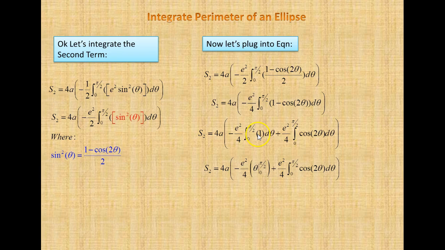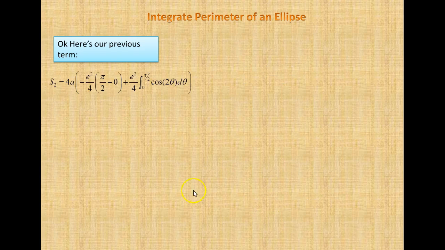And the integral of 1 is just theta from 0 to pi over 2, pi over 2 minus 0. Let's continue. Here's our previous equation. So we multiply pi over 2 times e squared over 4, which gives us pi e squared over 8, plus e squared over 4 times the integral from 0 to pi over 2 of cosine 2 theta.